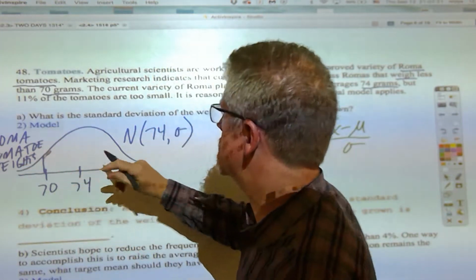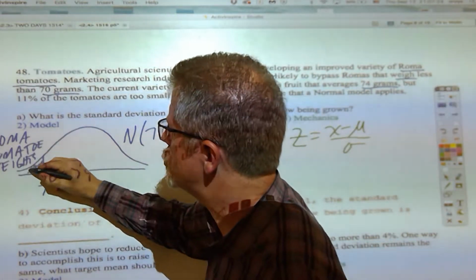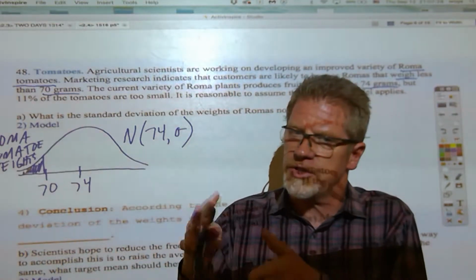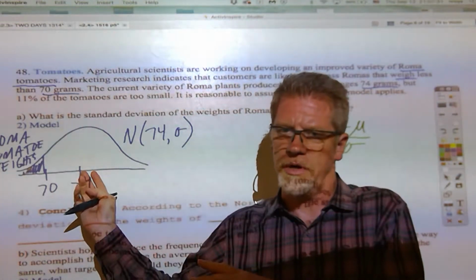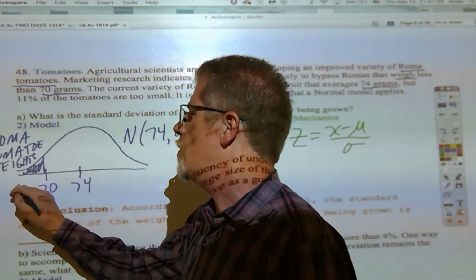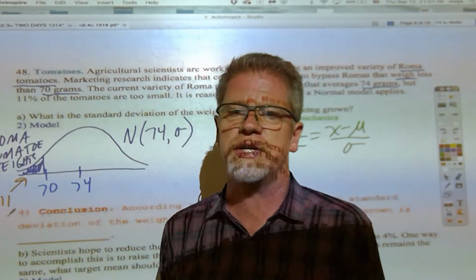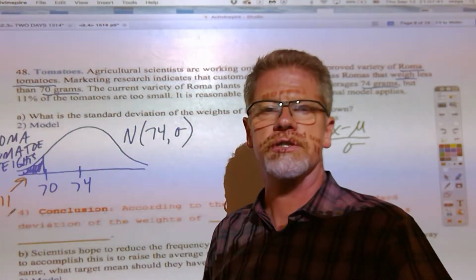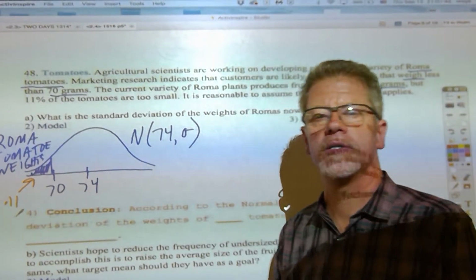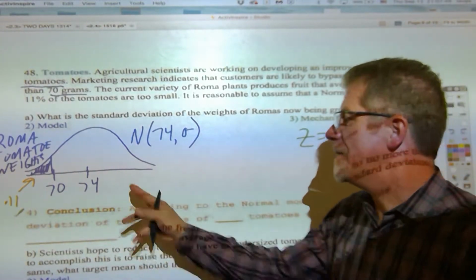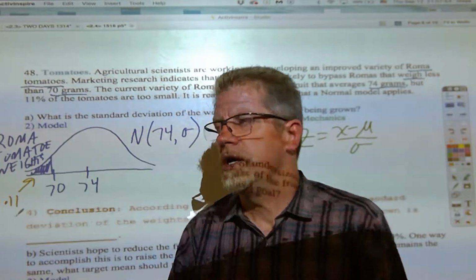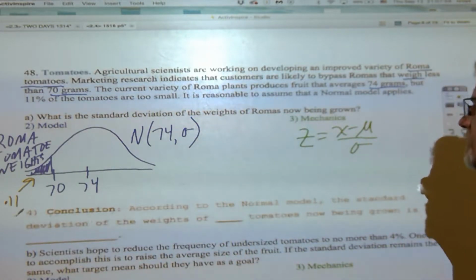11% are too small. So go ahead and shade the bell curve to the left of 70, which is the cutoff between too small and not too small. And since we're told that 11% are too small, let's arrow 0.11 to the shaded region. So we have 3 of the 4 numbers in the bell curve. We need the 4th number, and we get it from the mechanics formula. So here we go.